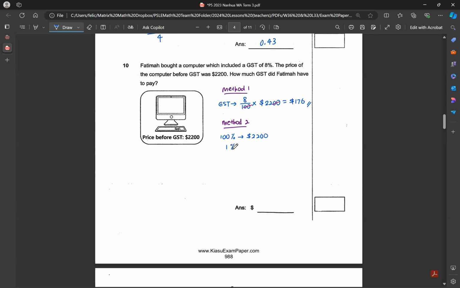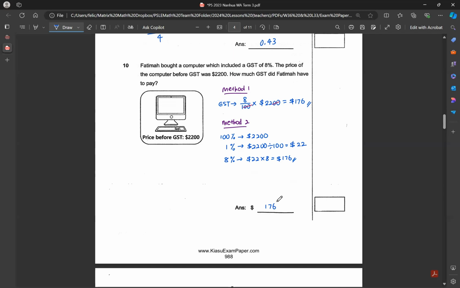Now, units way means always finding 1 unit, right? So this time we are finding 1%. 1% is like 1 unit actually, which is 2,200 divided by 100. So this will be $22. After which they want the GST only. So GST only is 8%. So you work out 8%, which works out to be the same value, $176. So this is just the GST alone. Just the tax alone is $176.